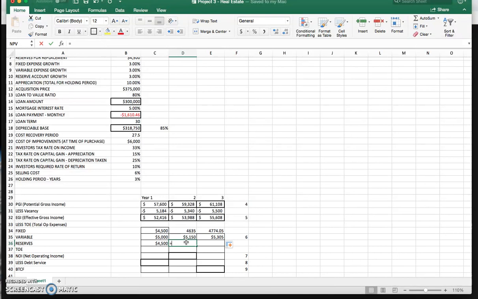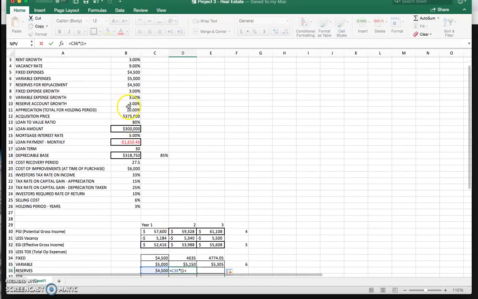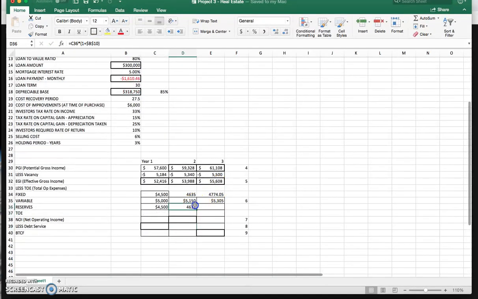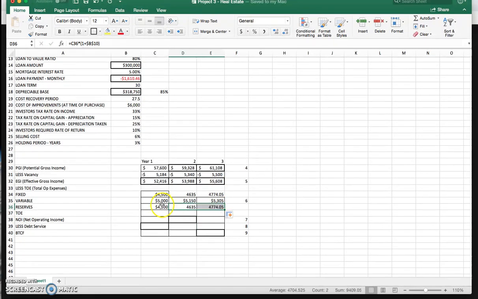And then last one, times reserve rate, or reserve account growth, which is 3 as well. They're all 3. I don't know why one or two decided to add in decimal points, but yep, that's for those 3.